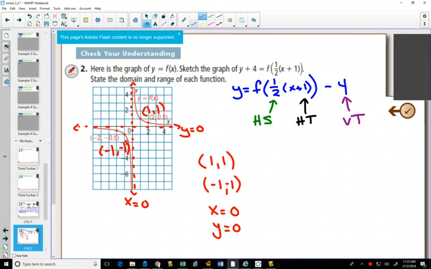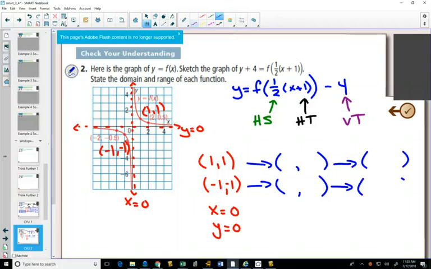So when I set things up, I do my arrows for my stretches and compressions and then my arrows for my translations. Above my stretches and compressions, I only have 1. We're going to multiply our x values by 2. And with my translations, I have 2. I have 1 to the left and 4 down.